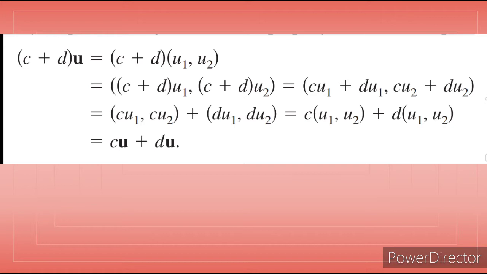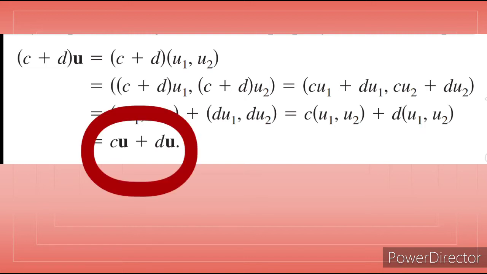(c + d)u = (c + d)(u1, u2) = ((c + d)u1, (c + d)u2) = (cu1 + du1, cu2 + du2) = (cu1, cu2) + (du1, du2) = c(u1, u2) + d(u1, u2) = cu + du.